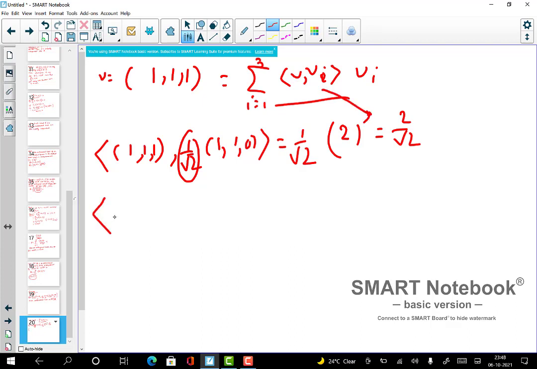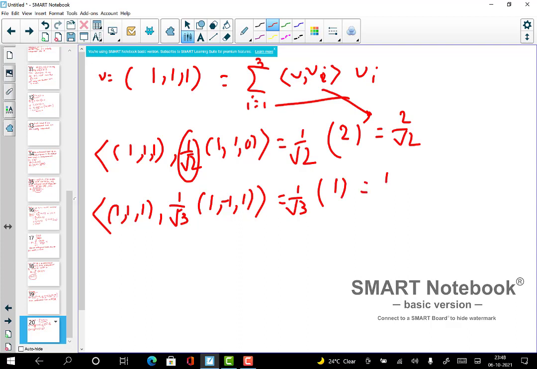And the second coefficient is what? The second coefficient is (1, 1, 1) with 1 by root 3 into (1, -1, 1), right? And this will be 1 into 1, 1 into -1, and 1 into 1, so the first two cancel and this is 1, so this is 1 by root 3. Okay, and so this was your C1 and C2. The third one is what?